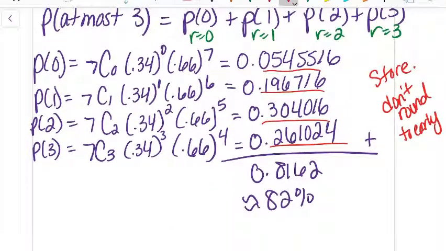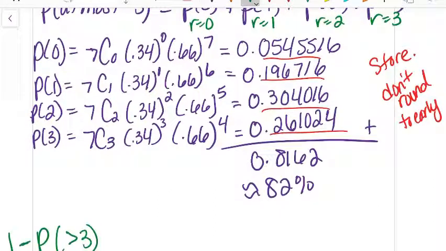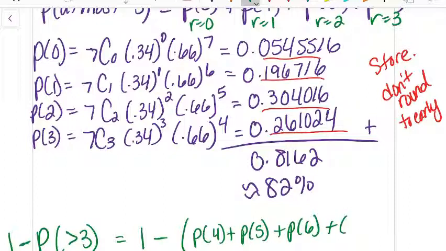Now I did say you could do the opposite, so if you wanted, sometimes it makes it less work. This one ends up being about the same. Instead of at most 3, you could do the probability of greater than 3 and then do 1 minus that answer and you would get the same thing. So you could do 1 minus greater than 3, which would be probability of 4, 5, 6, and 7, and then do 1 minus that, and that would be 1 minus 0.1838, which is the same 0.8162.